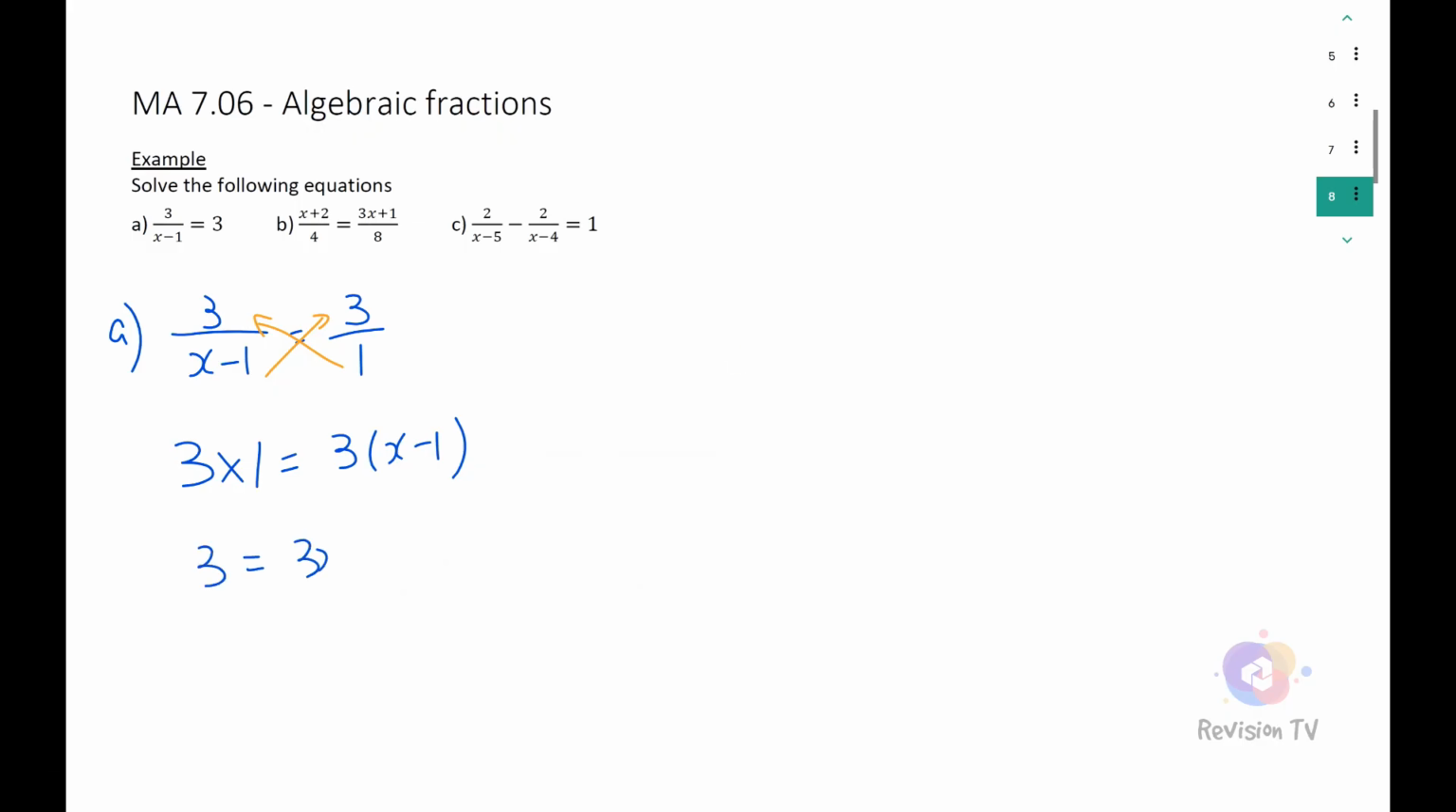Left side, 3. Right side, 3x minus 3. So minus 3 on the left hand side becomes a plus, so 6. 3x equals 6, x equals 2.